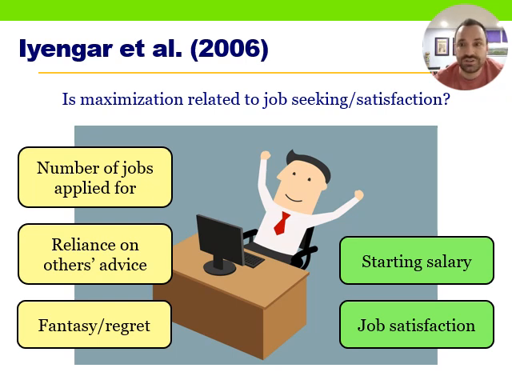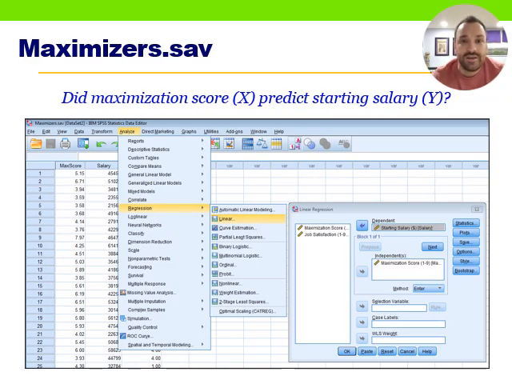So for this first example, we're going to look to see if there was a relationship between a person's maximization score, that's going to be our X or predictor variable, and their starting salary when they actually picked a job. That's going to be our outcome variable. And again, since salary is a continuous variable, we're going to use simple linear regression here to see if, in fact, these two variables are related to each other, and if so, how.